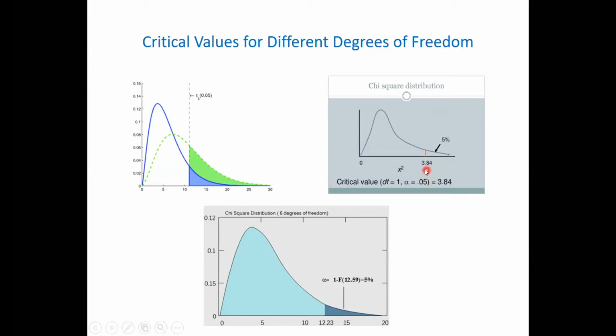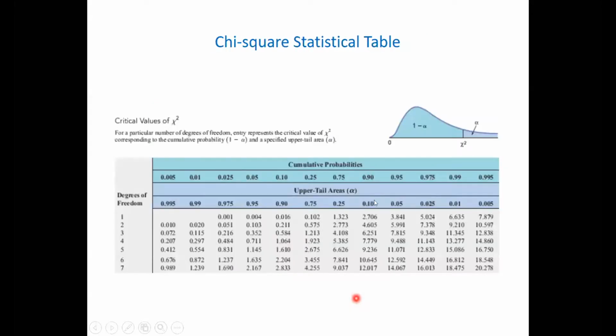For degree of freedom 1, that is 3.84. For degree of freedom 6, it is 12.59. In fact, look at the table. The statistical table is here. The green part corresponds with the level of confidence. The blue part is the level of significance. So look at the corresponding area here, green and blue. Look under the 95% confidence that we usually choose, which corresponds with the 5% level of significance.